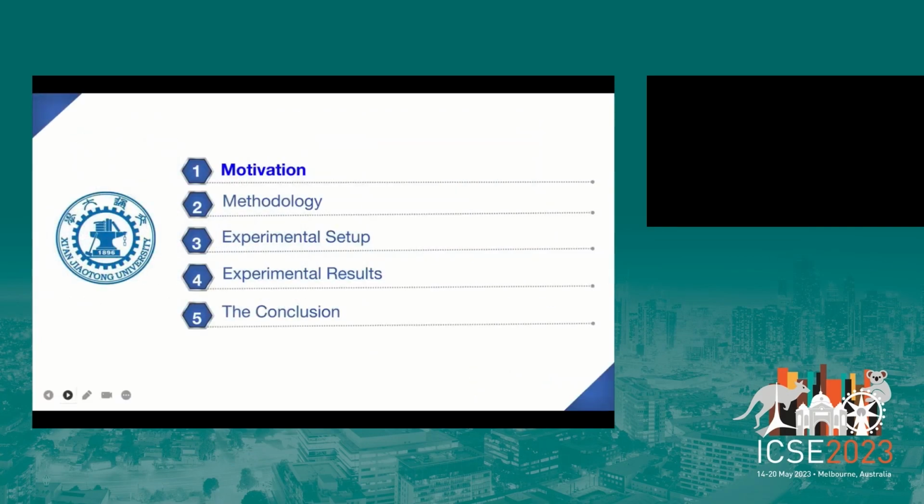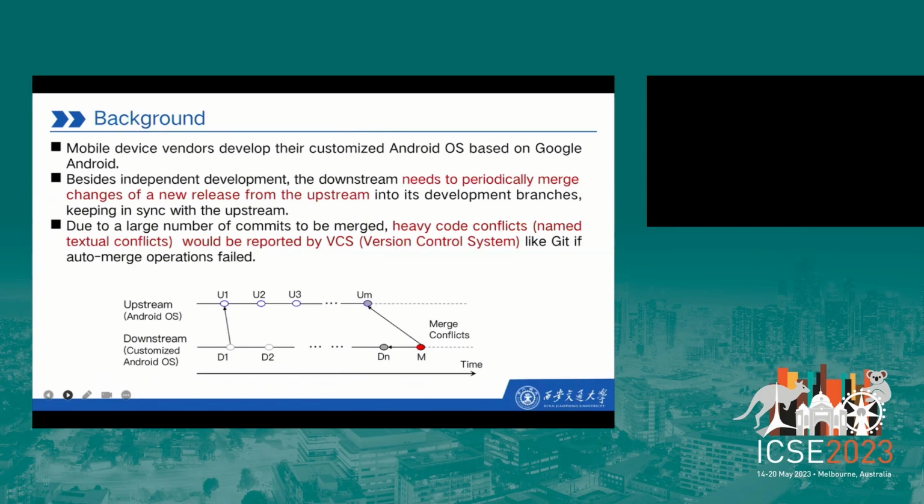First, I will introduce our motivation. As we all know, mobile device manufacturers developed their custom Android OS, which is termed the downstream, based on the Google Android, which is termed the upstream, to support new features. During their daily independent development, the downstream also periodically merged changes of a new release from the upstream into its development branches, keeping in sync with the upstream. Due to a large number of commits to be merged, heavy code conflicts would be reported if the auto-merge operation failed.